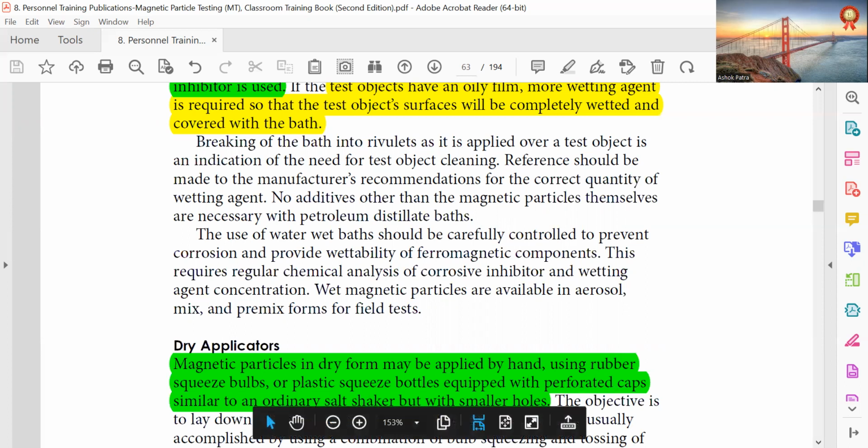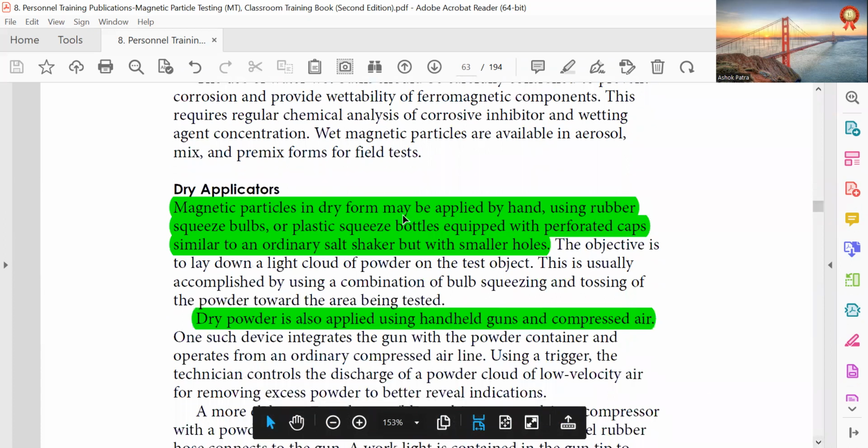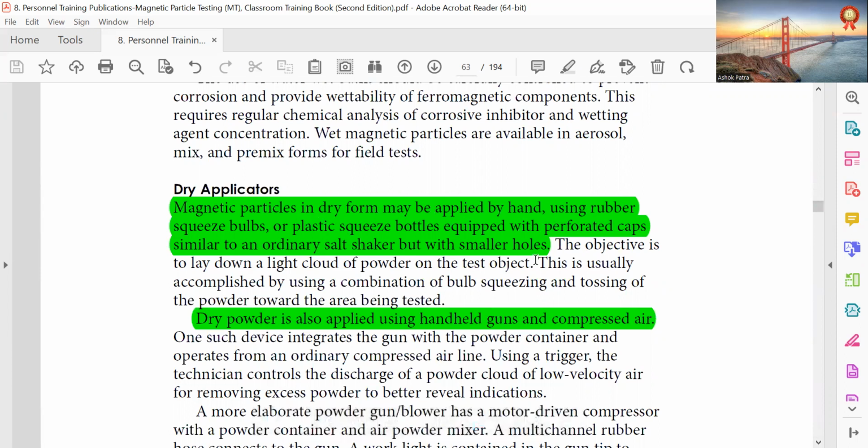Okay, dry applications. Magnetic particle dry powder may be applied by hand using a rubber squeeze ball, or plastic squeeze bottles equipped with perforated caps similar to ordinary salt shakers but with smaller holes. Dry powder is also applied using handheld guns and compressed air.